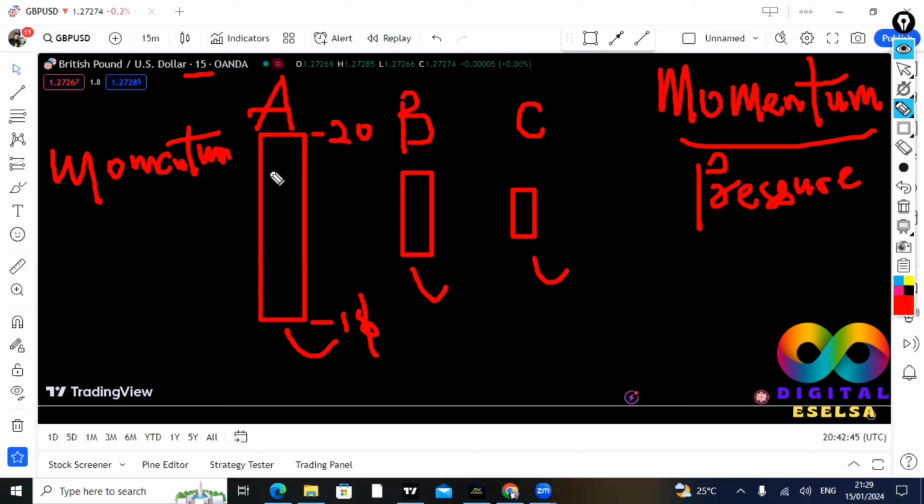Are you not seeing that this particular candle has a very strong bearish momentum? The selling pressure here is highest. It is obvious, the selling pressure in candle A is highest. Why? Because within this time frame, sellers push price from $20 to $1 within the 15 minutes time frame. Here, the selling pressure is second to highest because sellers were able to push price from $20 to $10.